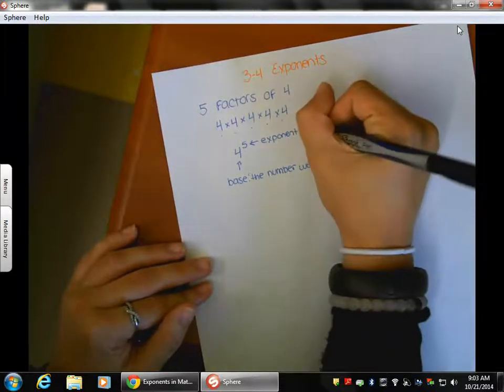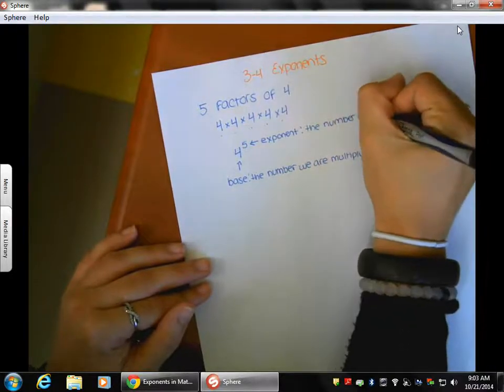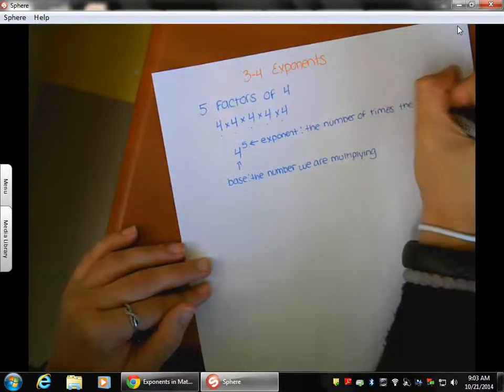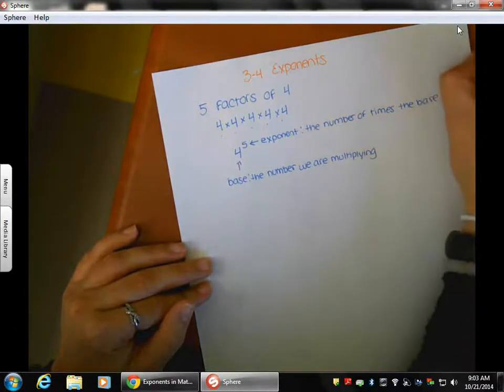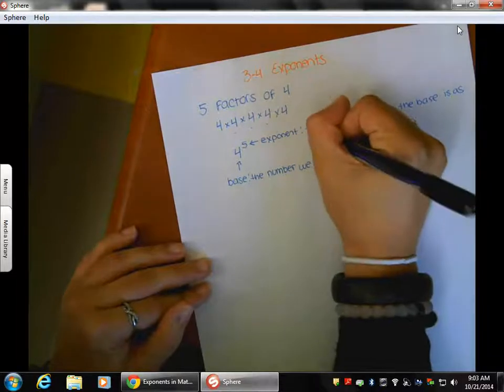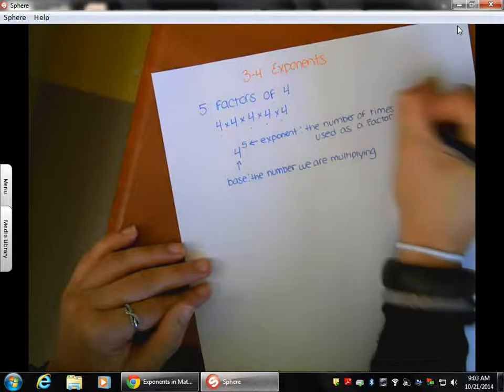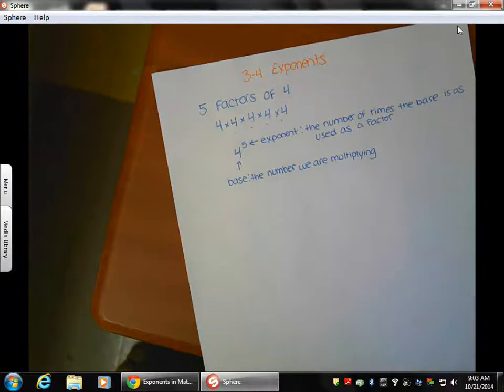An exponent is the number of times the base, which is this guy right here, our 4, is used as a factor, which means we multiply. So that little number there, 4 to the 5th power, the 5th exponent, really helps us out because it's a lot easier to write that out and look at that than it is to write this out, especially when we're dealing with bigger numbers. Okay?